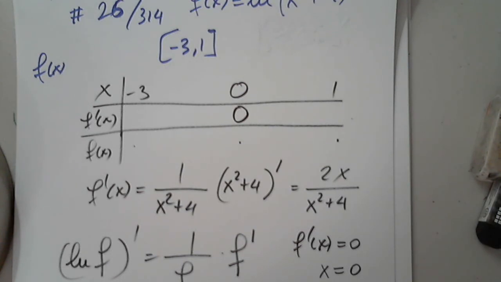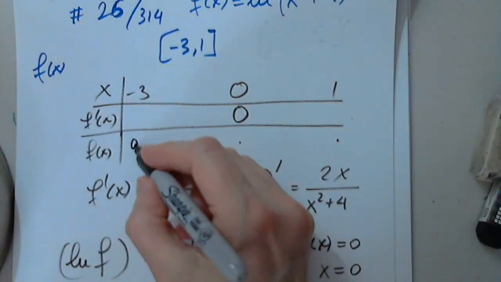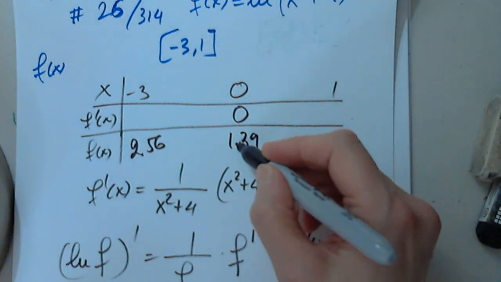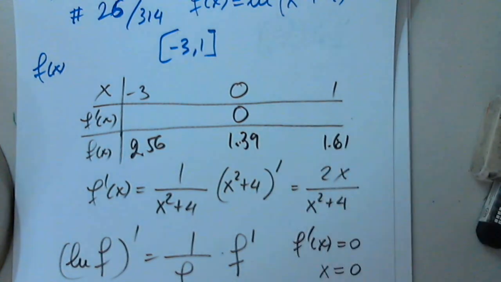Okay, so here's the y equals, and we have 1 over, what was it, natural log of x squared plus 4. And then just plug in. We are plugging in -3, and then 0, and then 1. So for -3, 2 decimal digits are fine. So I have 2.56. And for 0, I have 1.39 and 1.61. Good.